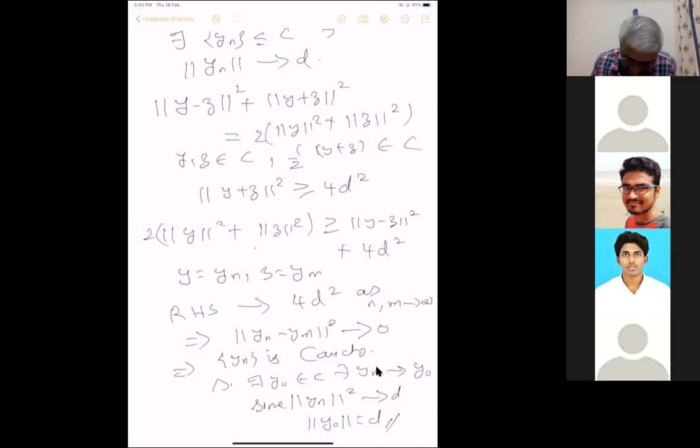From this inequality, I substitute Y equal to Yn and Z equal to Ym. Then whatever we have in the right hand side will converge to D. Sorry, this is the left hand side. I always mix up right and left. So that is the problem. Yeah, I'm sorry. The left hand side goes to 4D square.